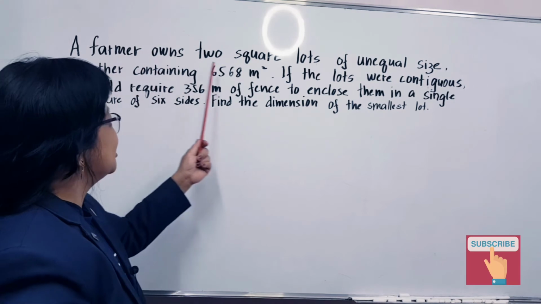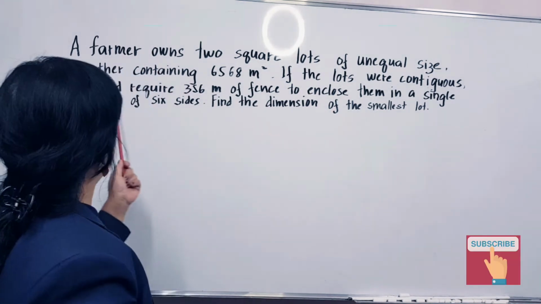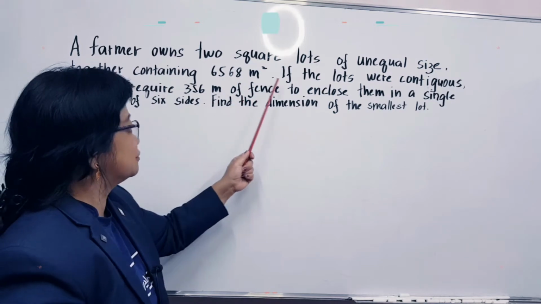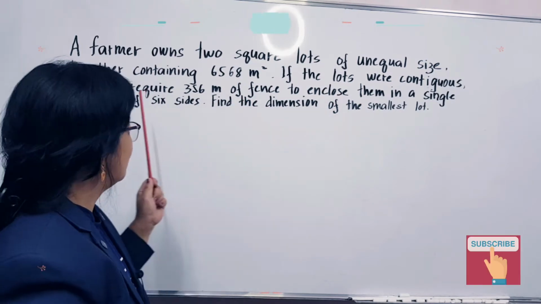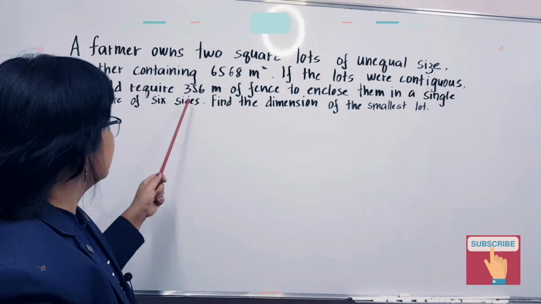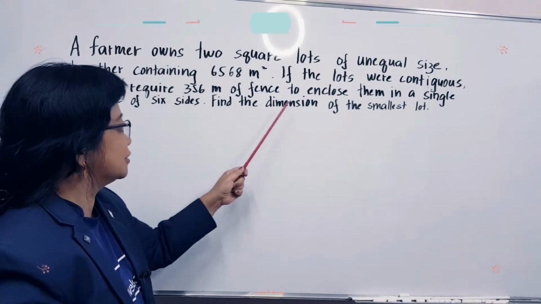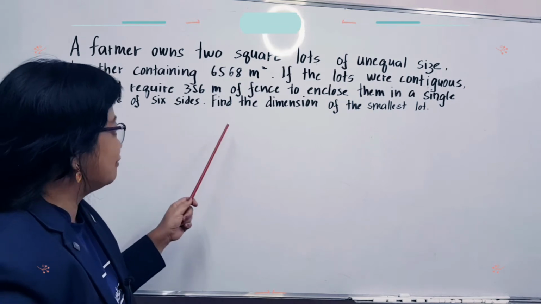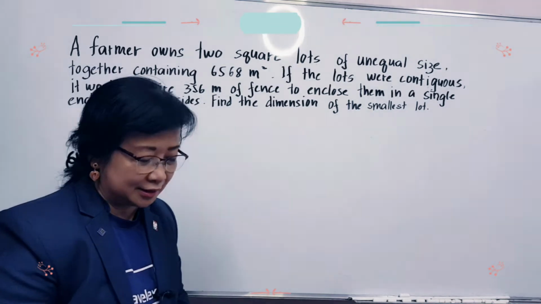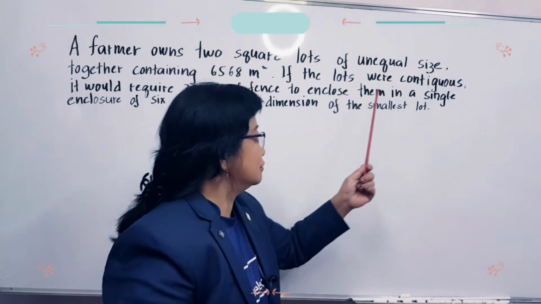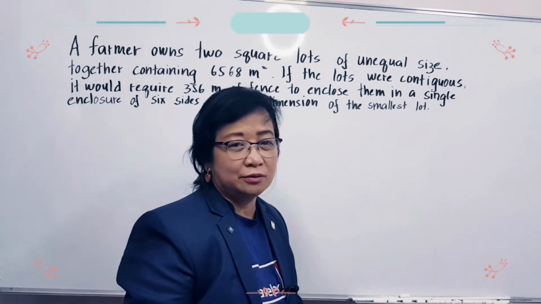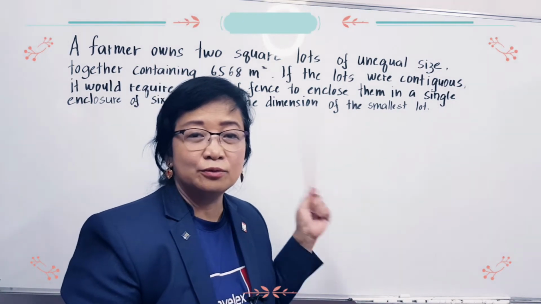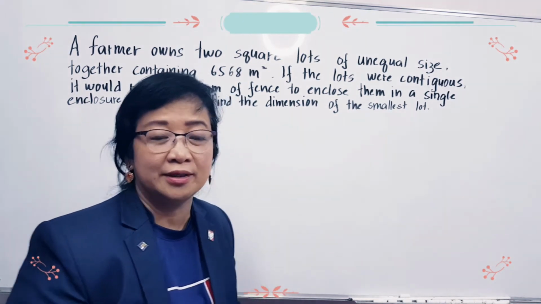A farmer owns 2 square lots of an equal size together containing 6568 meters squared. If the lots were contiguous, it would require 356 meters of fence to enclose them in a single enclosure of 6 sides. Find the dimension of the smallest lot. Now, what is contiguous? Contiguous means sharing the same border. The 2 lots are sharing the same border.